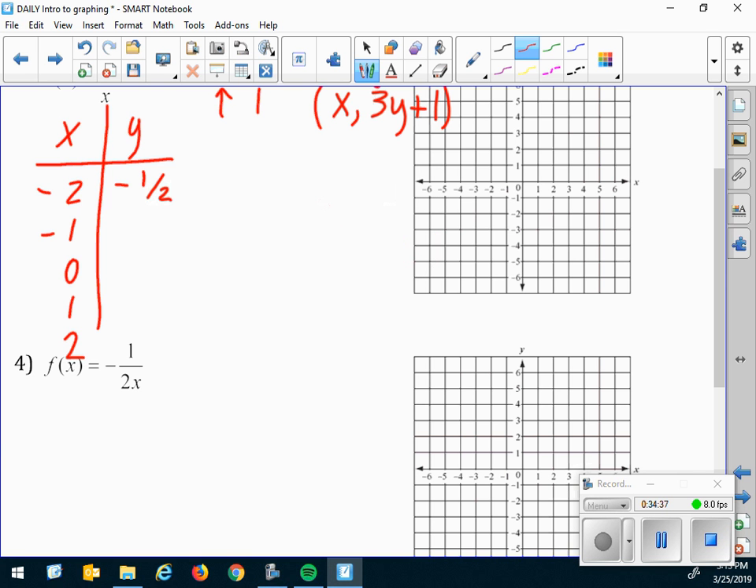-1. What was the y value that went with -1? Times 3 equals -3 plus 1 equals -2. Right. 3 times -1 is -3, plus 1 is -2. Well, what is 3 times undefined? Undefined. And what's undefined plus 1? Undefined.